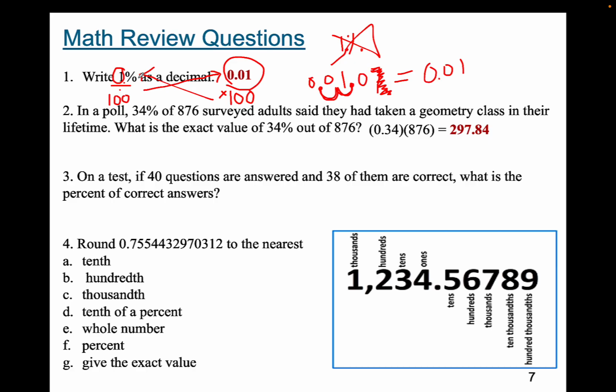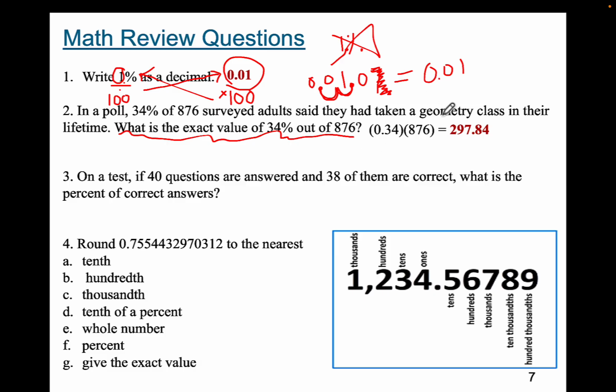All right, number 2, if you put 297.84, you got the first part right. That is a poll. 34% of 876 adults said that they have taken geometry in their lifetime. The question is, what is the exact value? 34% of that 876. So to do this part right here, to get that 297.84, we use the operation multiplication.